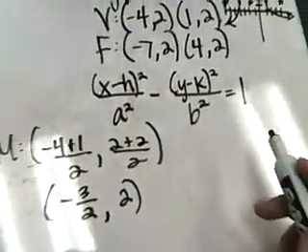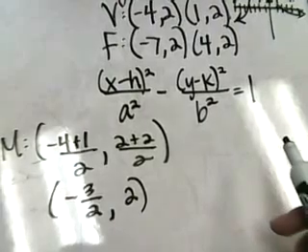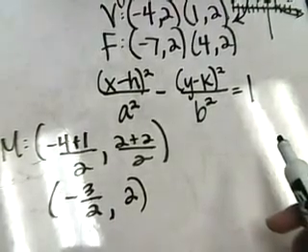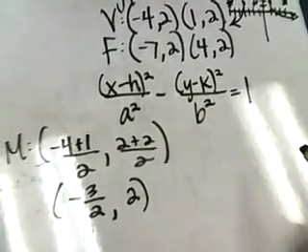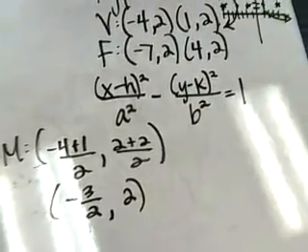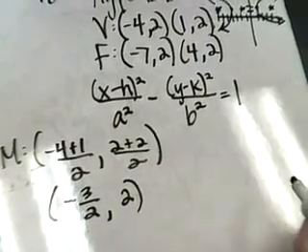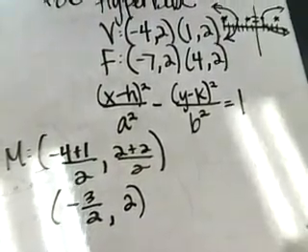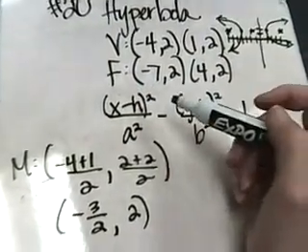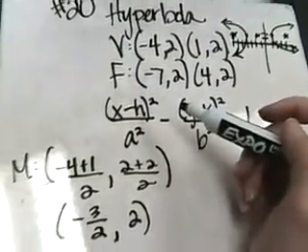Next step says find A. Remember, that's the distance between the vertex and the center. Find C, the distance between the focus and the center, and B using foci formula. Okay, so I definitely need A and B, and since they didn't give me co-vertices, I'm going to have to use foci formula to find B.